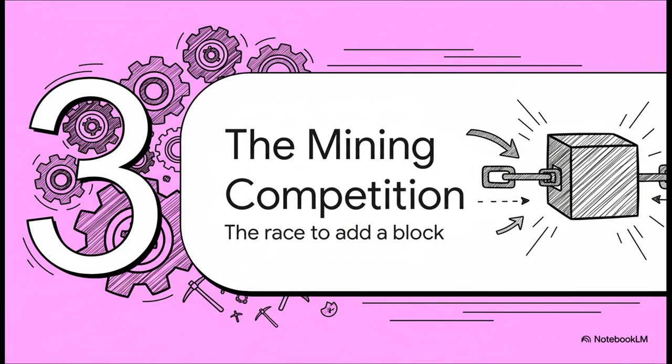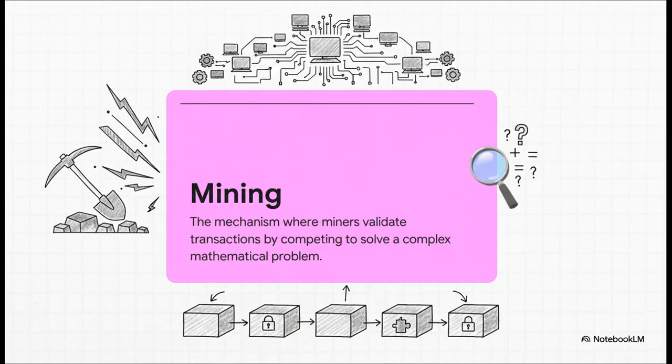For Monica's payment to be final, it needs to be included in a block and added to the permanent public ledger. And there is a massive global competition happening 24/7 for the right to do exactly that. This competition is called mining, and it is the very heartbeat of Bitcoin security. It's this incredible system that allows thousands of total strangers to agree on the state of the ledger, without any boss telling them what to do.